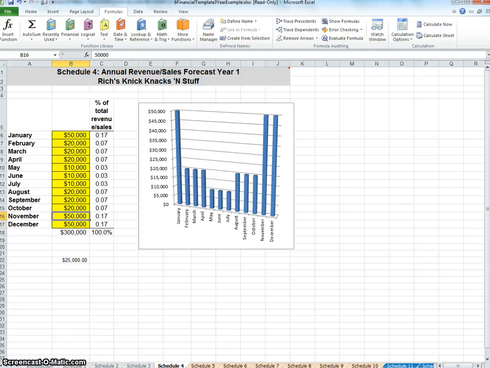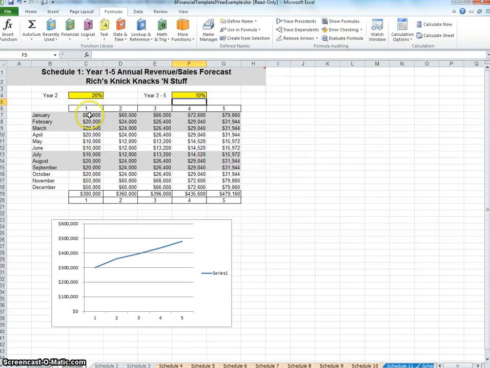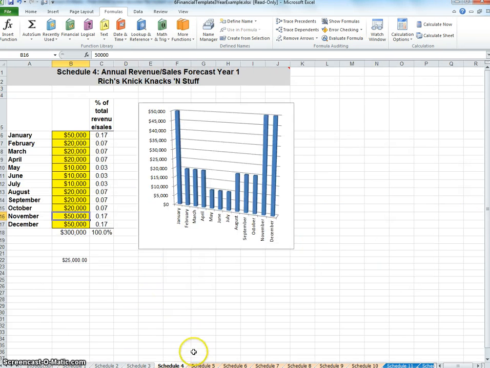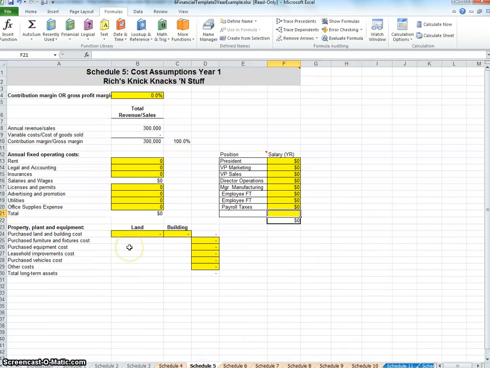So now that we've populated this, we could go back to that Schedule 1, and you can kind of see how these inputs that we put, the 20 and 10% growth rates, now take into account our monthly sales from year to year. So pretty slick design if you can be patient with it.